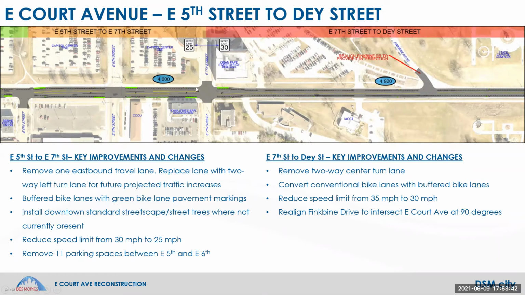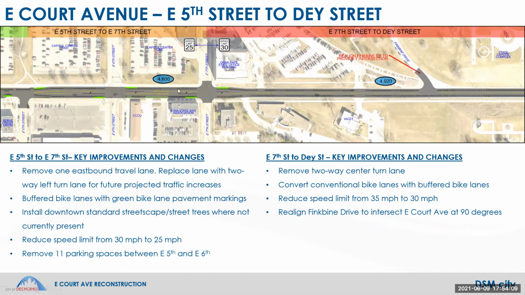From East 7th, back to the west, we'll be reducing that speed limit from 30 to 25 miles an hour. To the east, as you go up the hill, the existing speed limit is actually 35 miles per hour. With some of these changes, we're proposing again to lower that speed limit 5 miles per hour, from 35 down to 30.